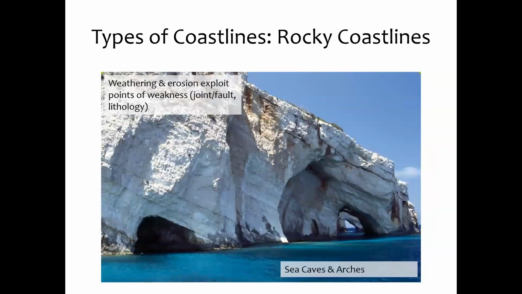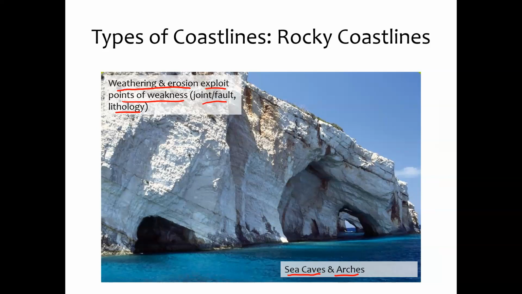Some other features of rocky coastlines include sea caves and sea arches. The main thing is that weathering and erosion are generating these sea caves and sea arches, and they are exploiting points of weakness in the rock, either joints or faults in the rock that it's easy for the water to get in there and break it apart, or places where the lithology of the rock, the type of rock you're dealing with, is a little bit weaker. You know, maybe you've got some shale mixed in with some sandstone, and the sandstone is going to stand strong, but the shale is going to break down a little bit easier.